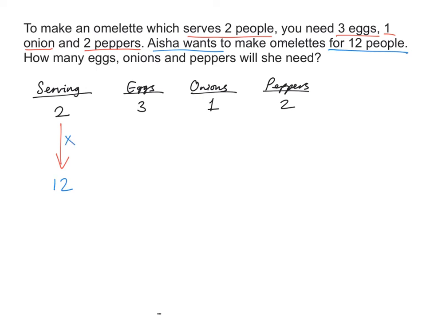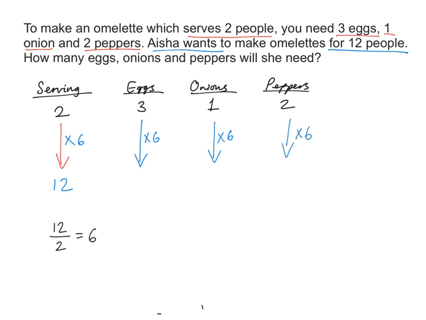How do I work out the multiplier? As I showed you earlier, if I divide the product by the multiplicand, I get the multiplier. 12 divided by 2 is 6. So the multiplier here is 6. Now we need to multiply all of the other ingredients by 6, so we keep the same ratio for the recipe.